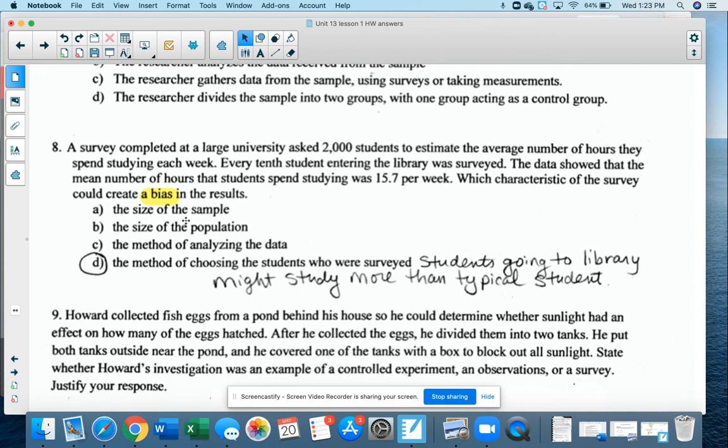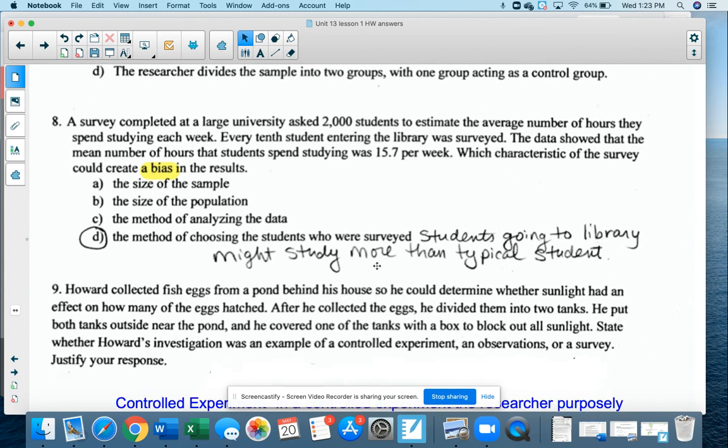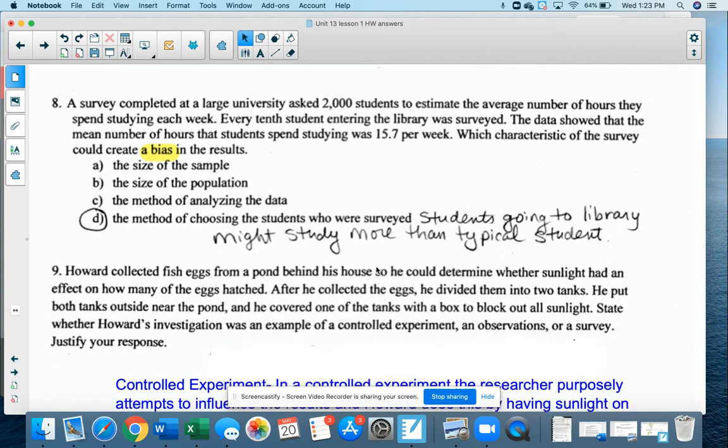8, a survey completed at a large university asked 2,000 students to estimate the average number of hours they spent studying each week. Every 10th student entering the library was surveyed. The data showed that the mean number of hours that students spent studying was 15.7 hours per week. Which characteristic of the survey could create a bias in the results? D, the method of choosing the students who were surveyed. Students going to the library might study more than a typical student.